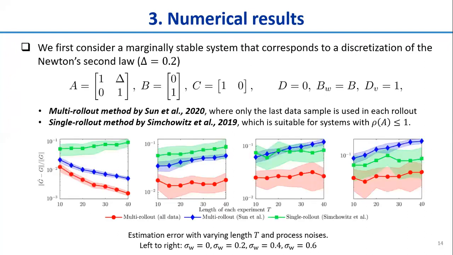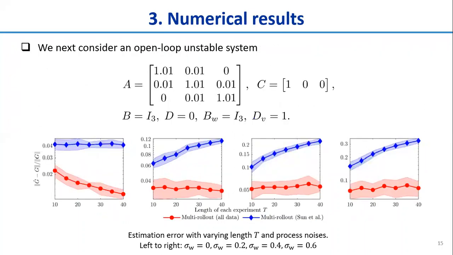And this figure shows the estimation error for these three methods when we change the experiment length T and the process noise level. It can be seen that our estimator, which is represented by the red circles, works for this marginally stable system and is consistently better than the other two approaches. And we next consider an open-loop unstable system. The result also demonstrates that our least squares estimator has a better performance than the previous methods, and our method is more sample efficient.